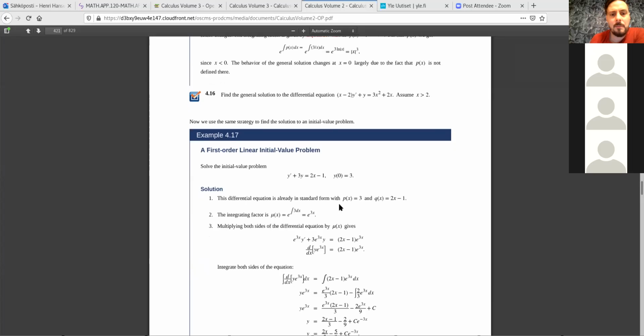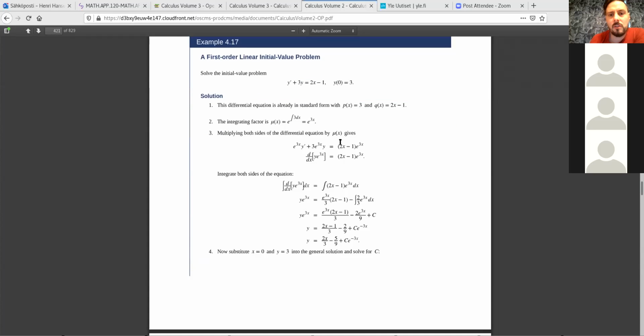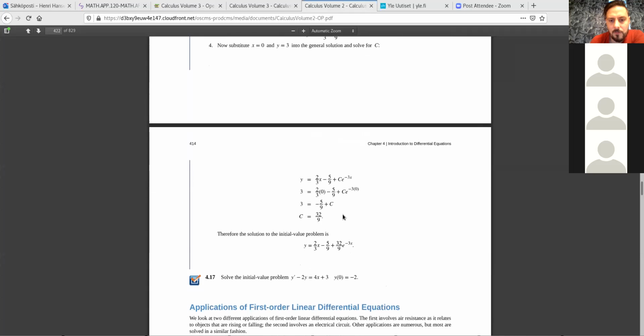There are several examples here, and this is an example of an initial value problem. You do the same thing. I'm not going to go through all the details here. This was solved using an integrating factor and so forth. So you get here y is equal to 2x over 3 minus 5 over 9 times c times e to the minus 3x. So substitute x equals 0 and y equal 3, and you can solve this for the value of c, and you get the value of c like this.